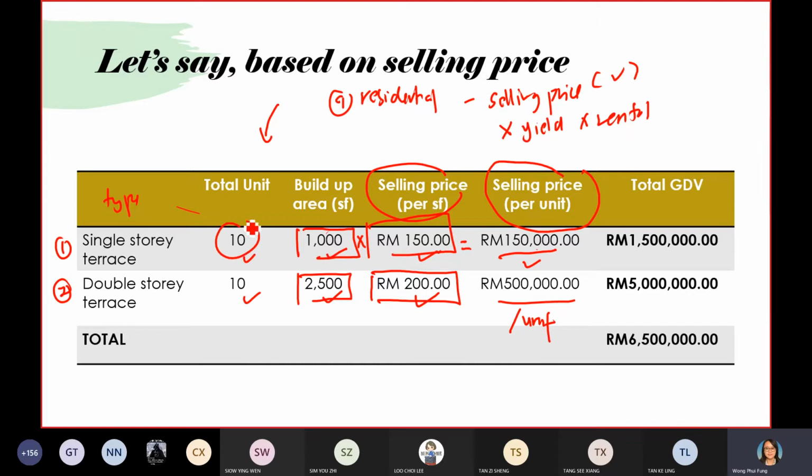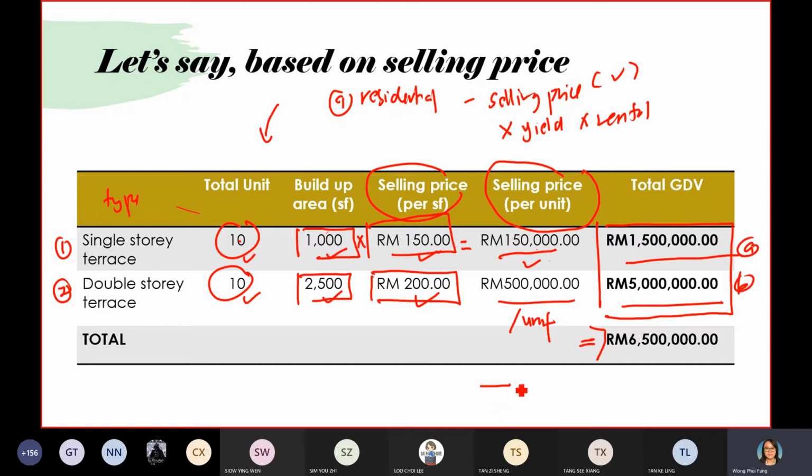So now I have 10 units. You use 10 times per unit, you get 1.5 million, the GDV for single story, and then you get 5 million for double story. So you total up everything, this will be your GDV. Okay, total up A and B, this will be your GDV. That's it, done. So for residential, it's very, very straightforward.